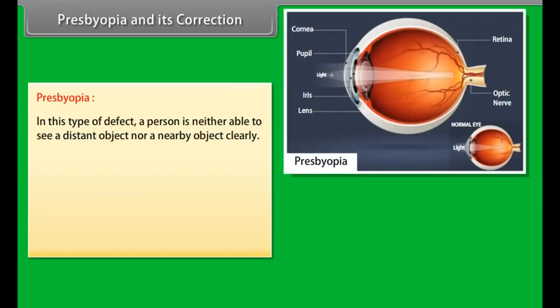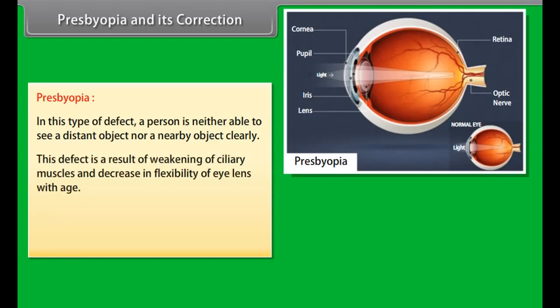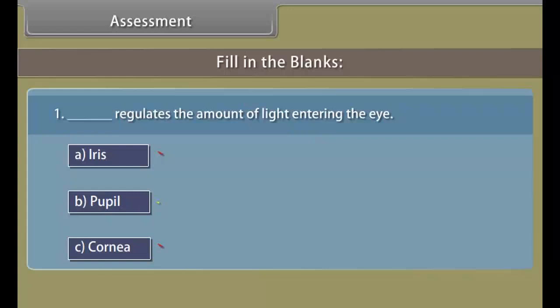Presbyopia and its correction. In this type of defect, a person is neither able to see a distant object nor a nearby object clearly. This defect is a result of weakening of ciliary muscles and decrease in flexibility of the eye lens with age. To correct this defect, a person has to wear a bifocal lens having a concave lens in the upper part and a convex lens in the lower part.